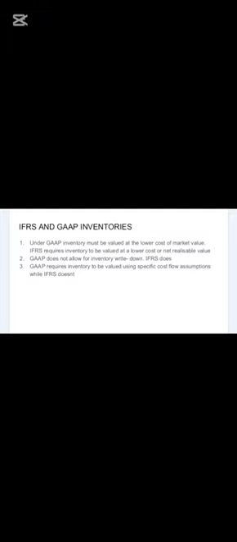Now we'll be looking at financial accounting versus managerial accounting. And the key differences between financial and managerial accounting is that financial accounting provides information to external parties, while managerial accounting helps managers within the organization make decisions.